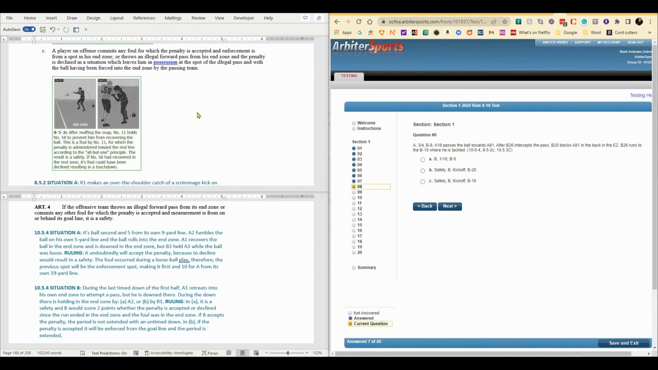And 10-5-4 kind of repeats it. It says if the offensive team throws an illegal forward pass from its end zone or commits any foul for which the penalty is accepted and the measurement is from on or behind its goal line, it's a safety. So we have a safety, and it will be safety on B. I don't know why he didn't just say 2 points for A, but safety on B. So 2 points for A, and kickoff from the B20.